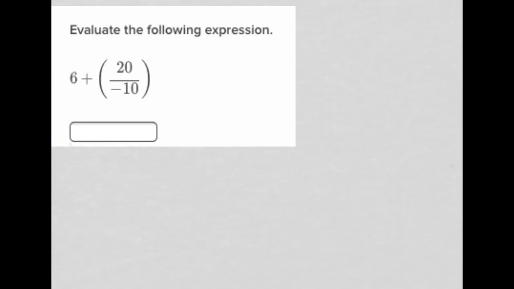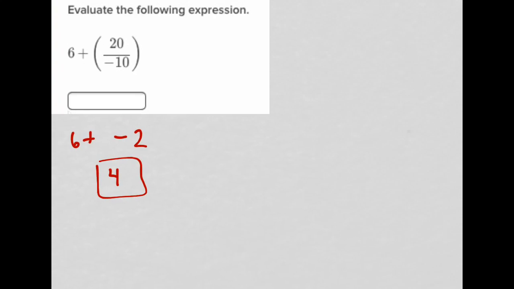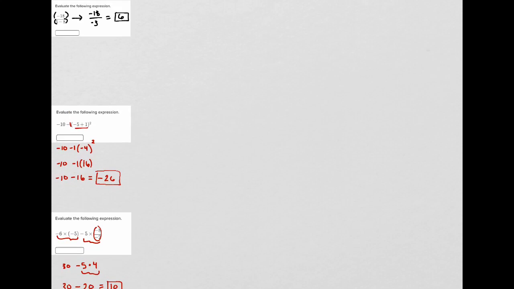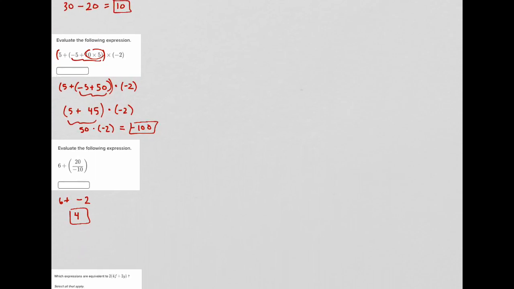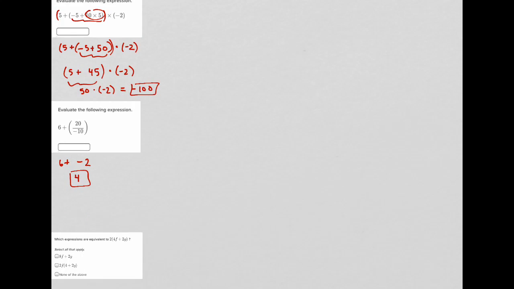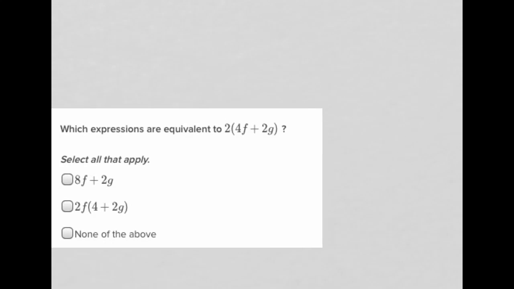Parentheses first. 20 divided by negative 10 is negative 2. So 6 plus a negative 2, or 6 minus 2, same thing. That would be 4. Isn't that neato? And that takes care of the PEMDAS stuff. So, there you go, kids. Let's see the other part of this.